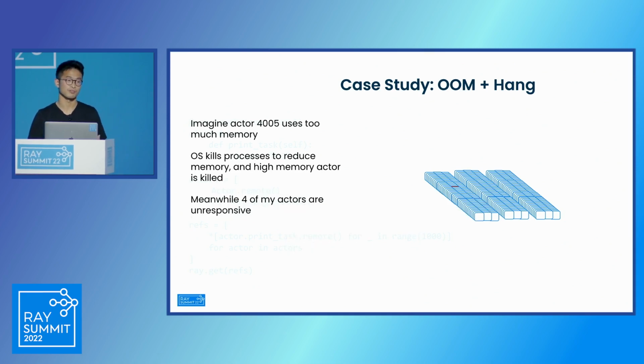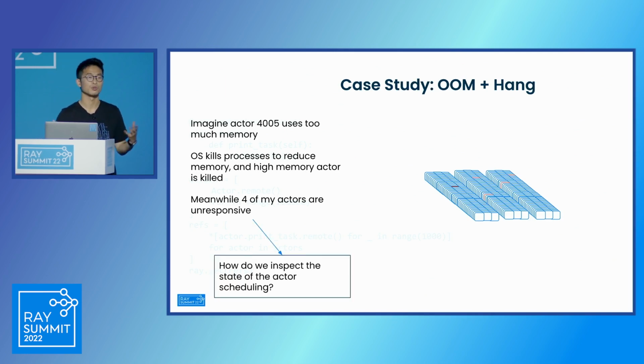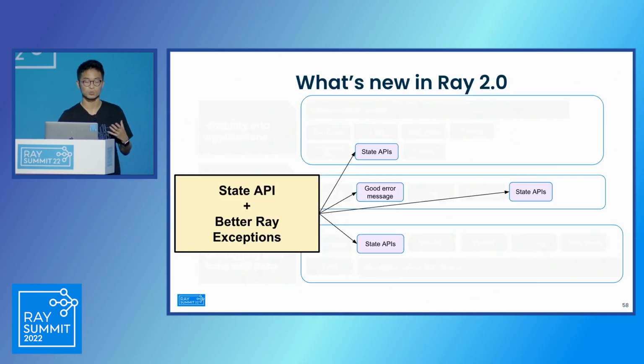And what's worse is that if you have 4 running actors that somehow just didn't get initialized because you don't have that many cluster resources, they get stuck forever, and you don't really know that. You basically have very little way to actually inspect the actor states, the scheduling states of the actor. So this is what we worked on for Ray 2.0. We introduced the state API, and we also did a revamp of the Ray exceptions.